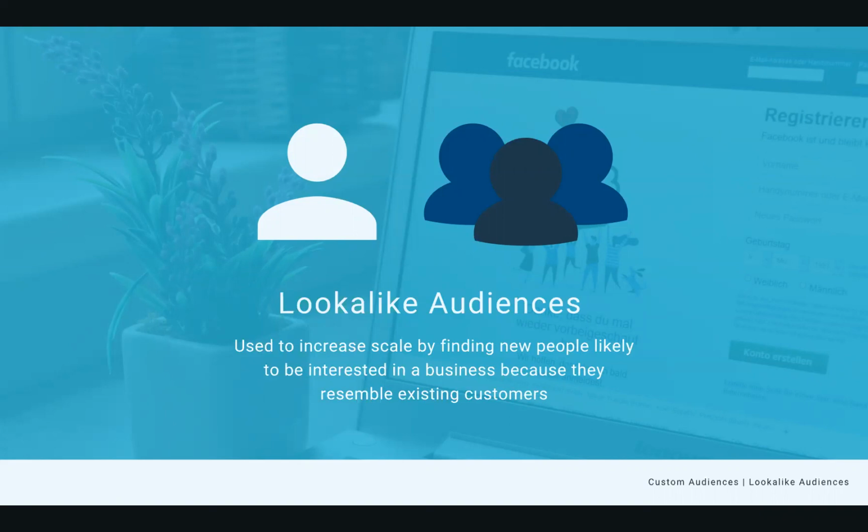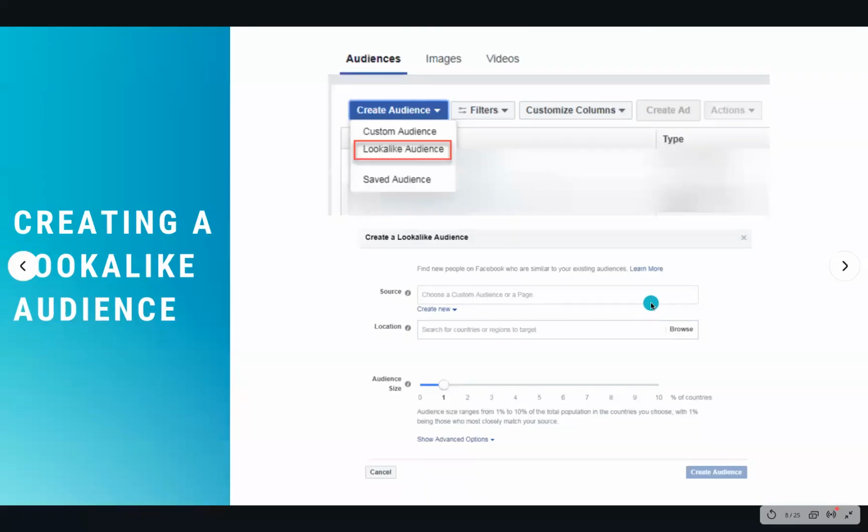A larger sample size with more data points provides the most accurate picture of your audience, which equates to a more efficient ad spend. A percentage of the audience size can be selected from 1 to 10% to target a population and countries chosen to target. Although 1% will produce less results, they will be the ones most closely matching the source. Facebook then analyzes the profiles and identifies parallel users based on similarities.